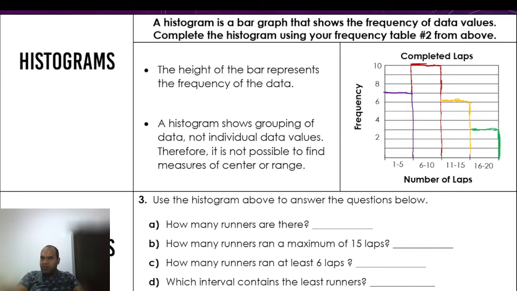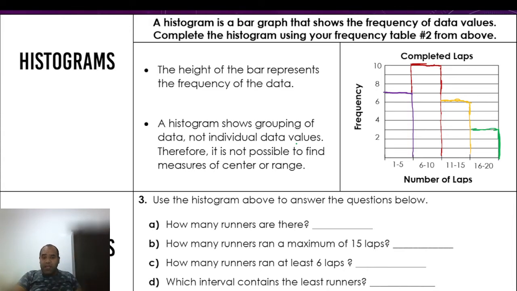This is a histogram. Okay? The special name for bar graph is histogram. The height of the bar represents the frequency of the data. A histogram shows grouping of data, not individual data values. Therefore, it is not possible to find measures of center or range. We cannot find center and range with this information. We just find how high the group of numbers goes, if we're talking about grades, something like that.